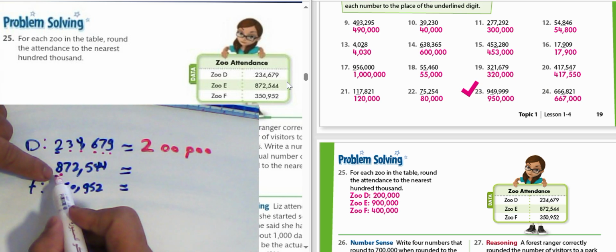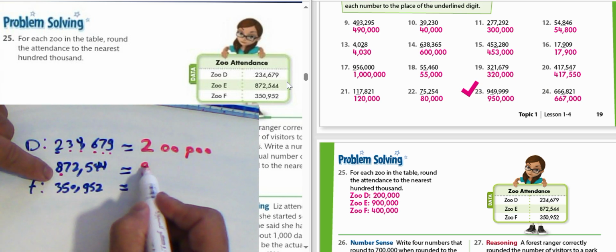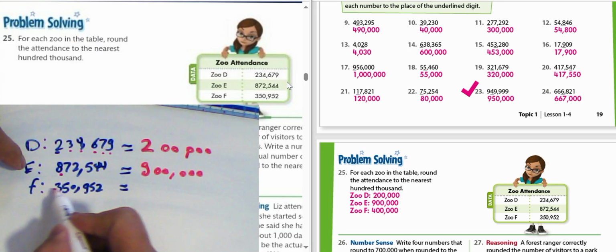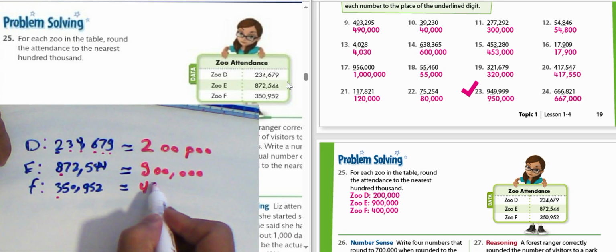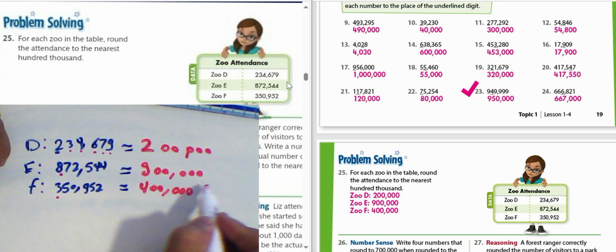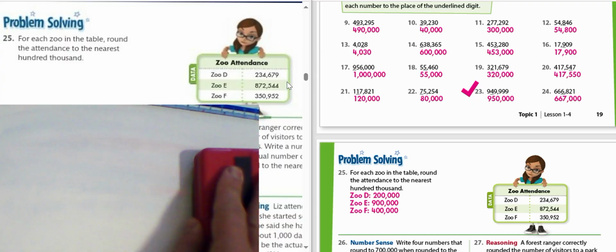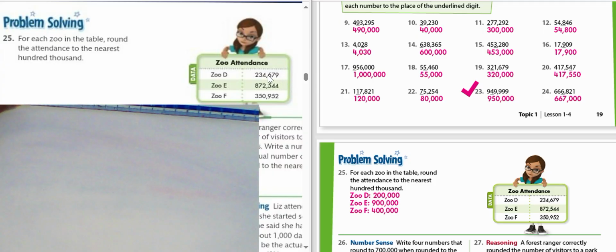And this number 7 can give 1 to the left-hand side. 8 will be 9. And write double 0 and 3 zeros here. 5 can give 1 to the left-hand side. 3 will be 4 and write 5 zeros to the right-hand side. Okay, understood? It's approximating to the nearest 100,000.